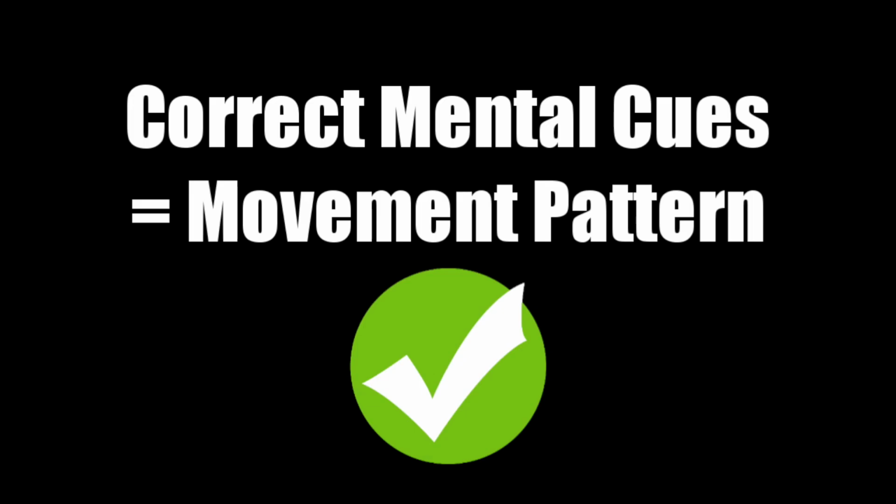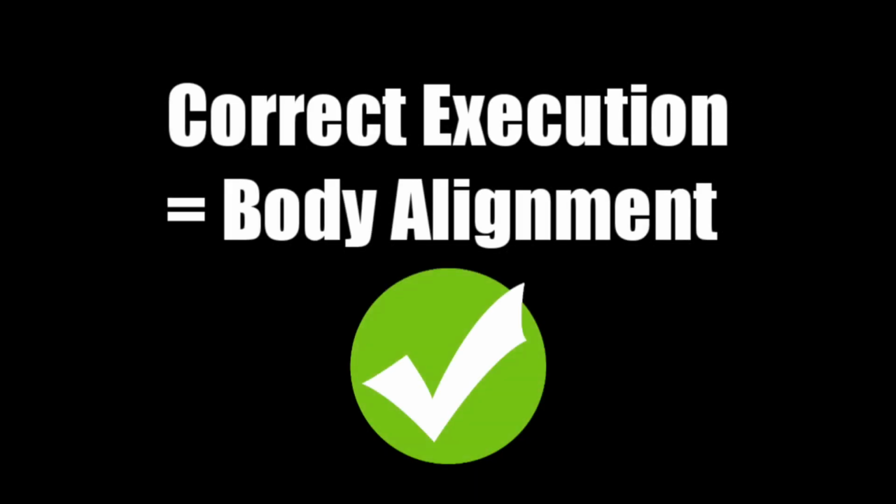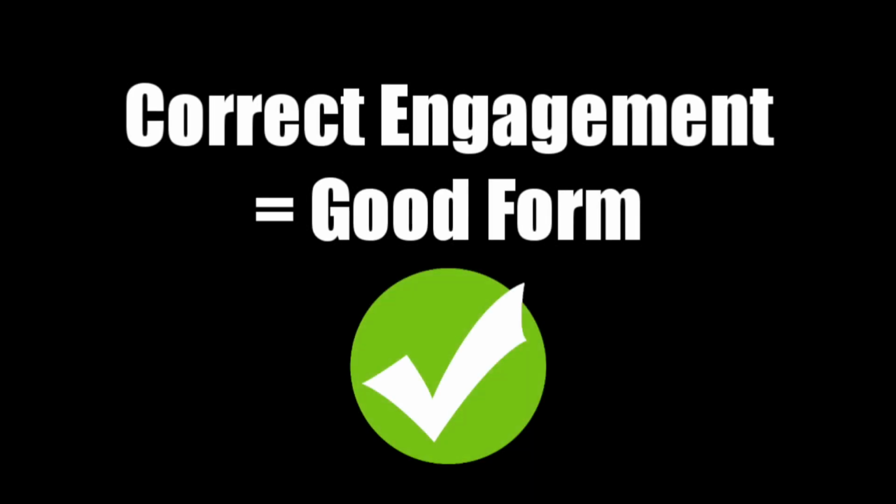In summary, the right mental cues enable you to create the correct movement pattern. Correct execution allows you to create the right body alignment in your skills and strength moves. Correct engagement enables you to eventually achieve good form. And finally, all of these 3 turn you into an athlete with good and correct technique.